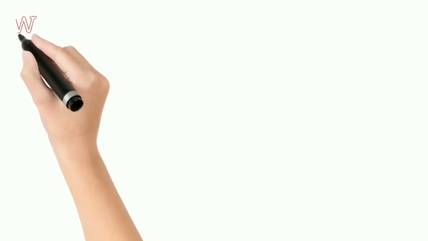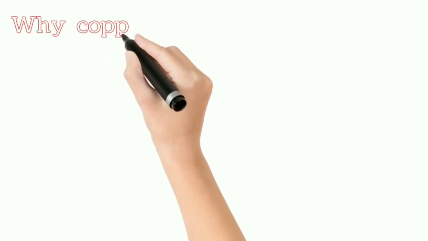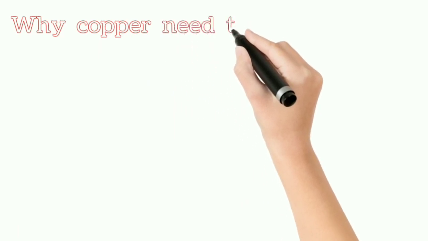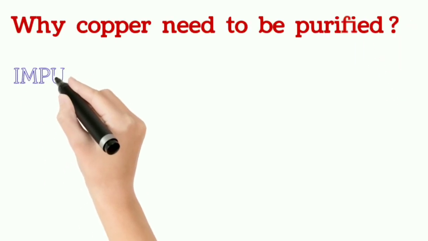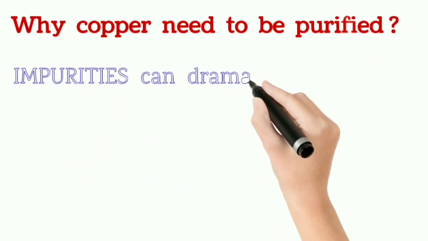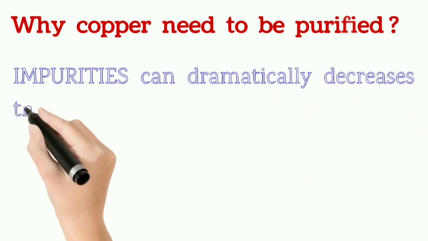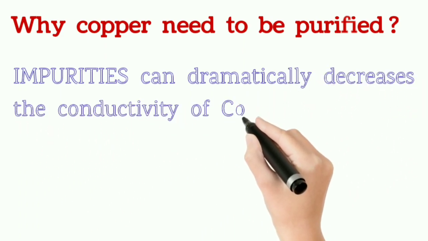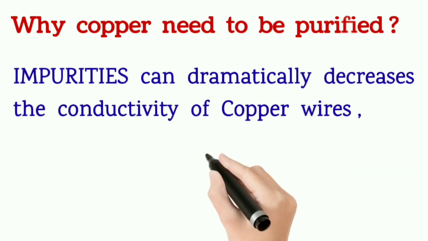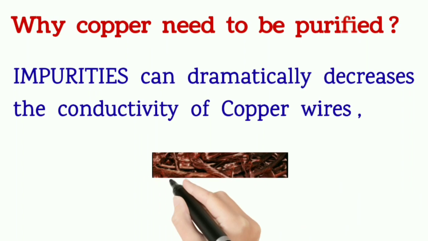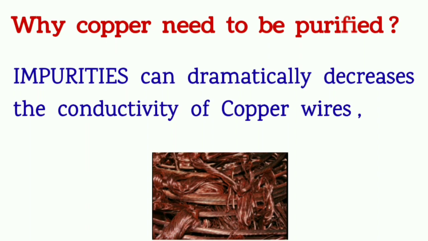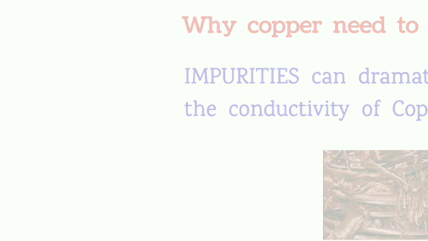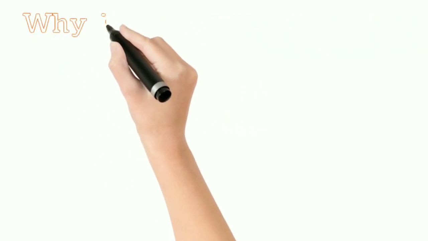So let us discuss the next topic now, that is, why copper needs to be purified. There is a question: why should we purify the copper? Why don't we use impure copper for further usage? So here impure copper we should not use. Why? Because the impurities can dramatically decrease the conductivity of the copper wire, and that's why we always make the copper in the pure form. So copper must be purified, otherwise it will decrease the conductivity of the copper wire. That is the nature of the copper. It is a good conductor of heat and electricity. So that's why we purify the copper.